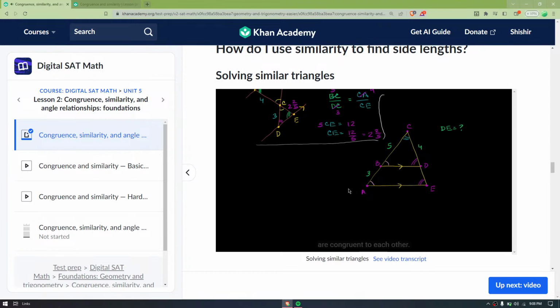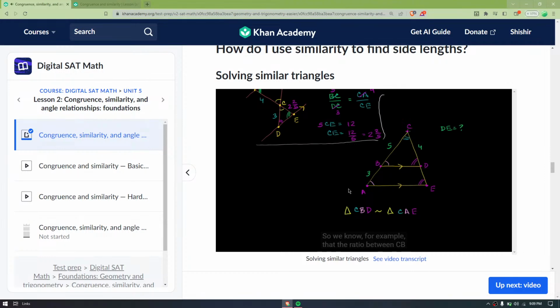So we now know, and once again, this is an important thing to do, to make sure that you write it in the right order when you write your similarity. We now know that triangle CBD is similar, not congruent, to triangle CAE, which means that the ratio of corresponding sides are going to be constant.